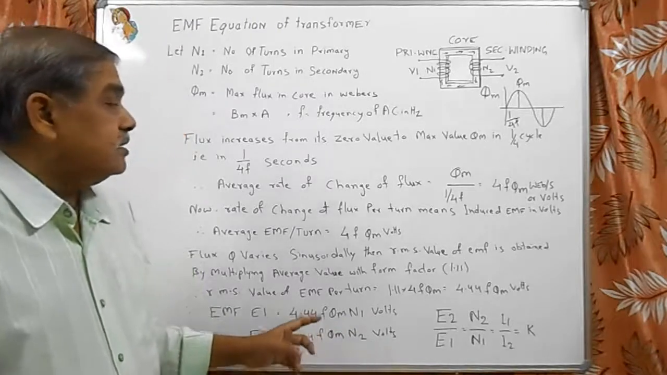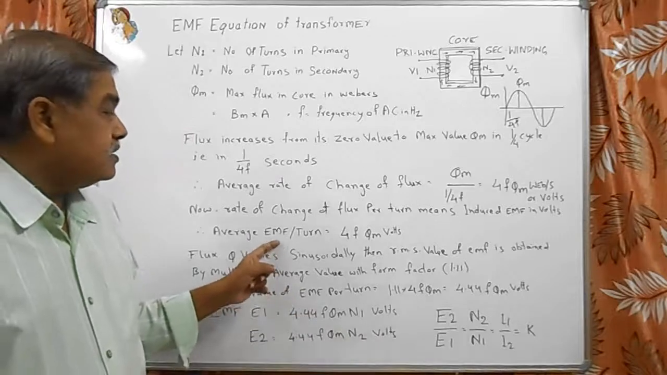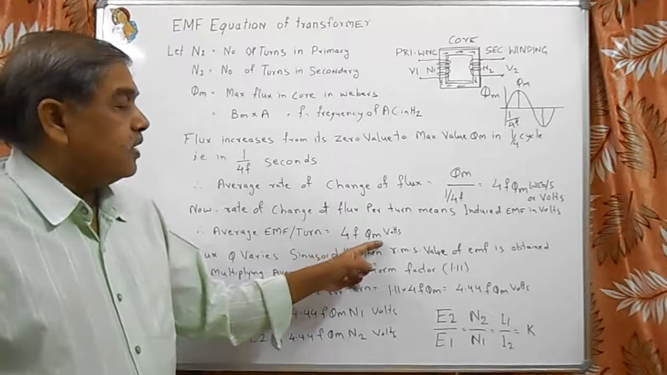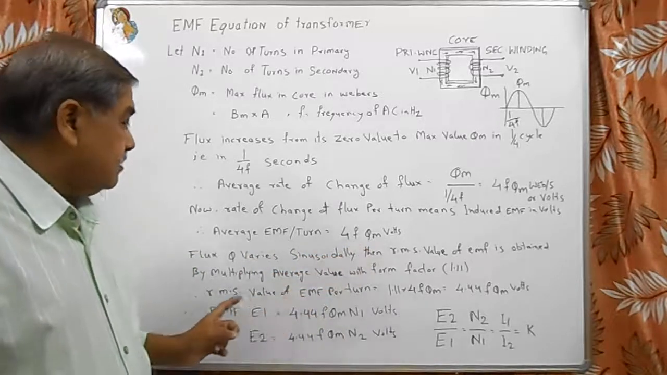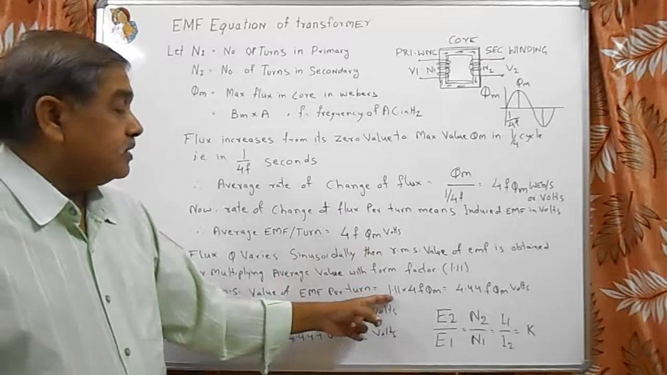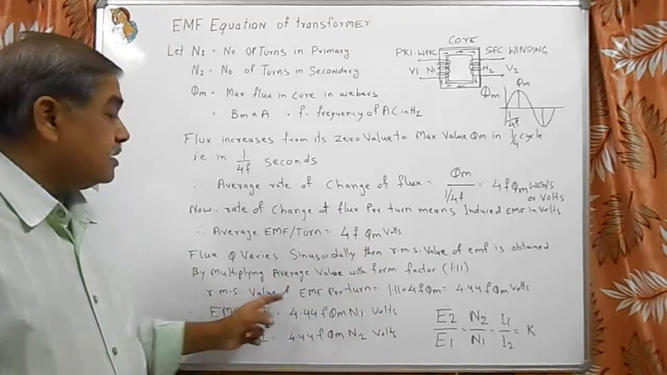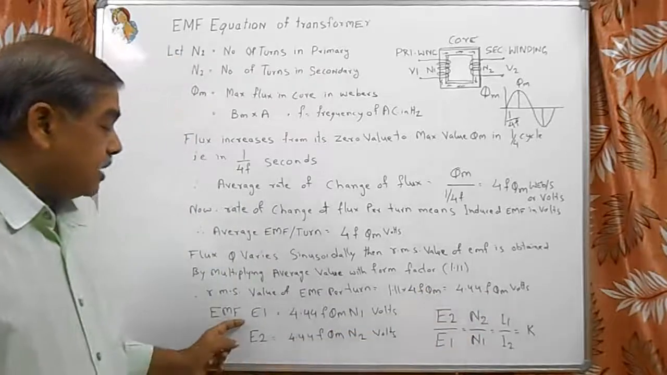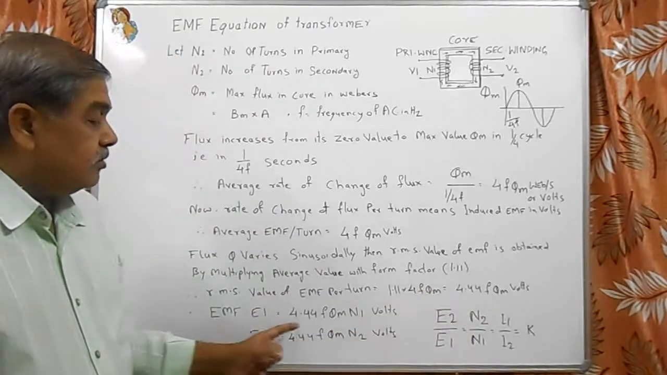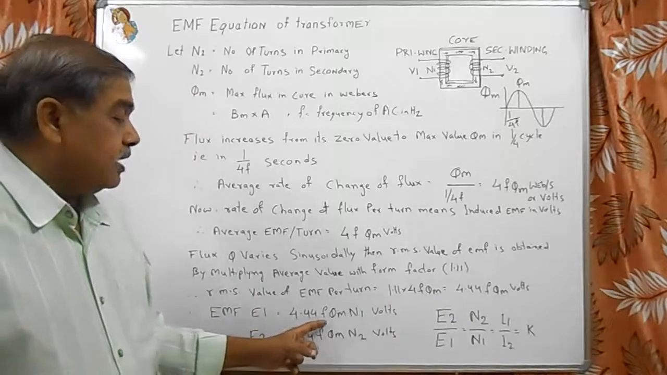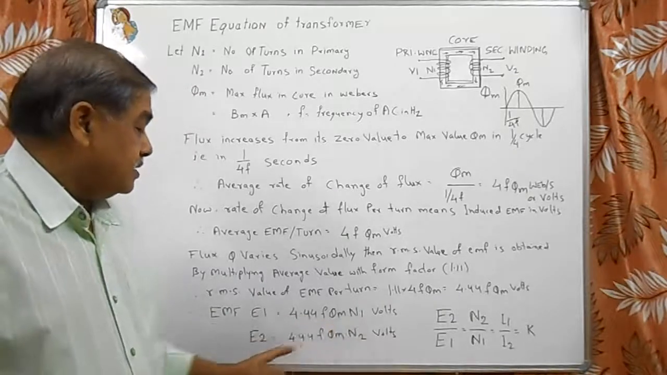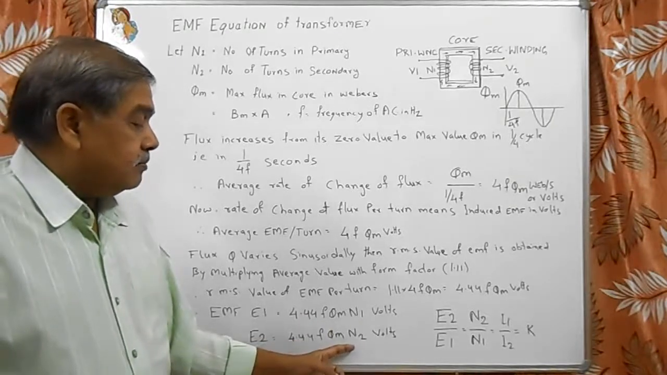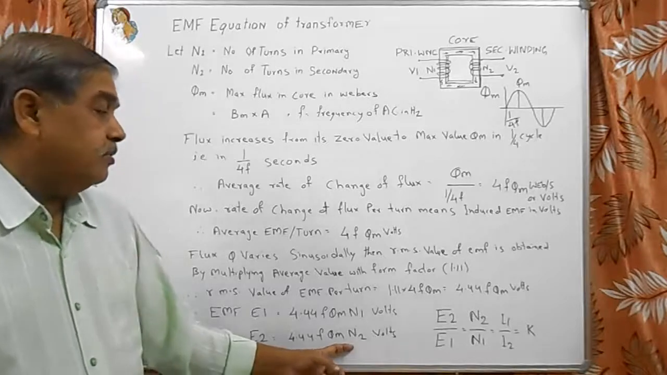So here 3 points are important. First one is this EMF per turn. This is 4 into F into phi max. After multiplying by the form factor, the EMF per turn is equal to 4.44 F phi max. Second is the primary EMF E1 is equal to this 4.44 F phi max into N1. Similarly in the secondary winding, it is given by multiplying by the number of turns in the secondary winding N2.